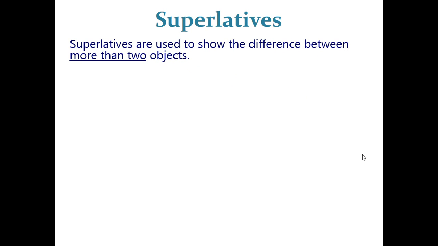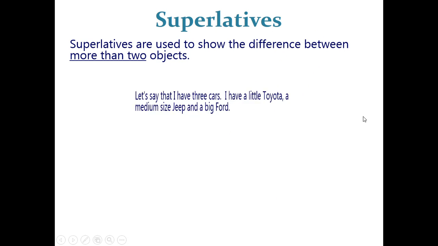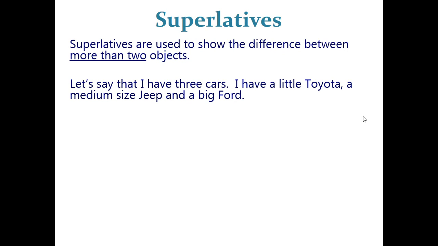Okay. Now that we've talked about comparatives, let's switch now to superlatives. And superlatives act kind of like comparatives, except we're not going to compare just two items. We're going to compare more than two items. So if we're comparing three items, four items, seven items, every item in the world, that would definitely fall underneath the superlatives. So let's say, for example, now I have three cars. I've got a little Toyota, I have a medium-sized Jeep, and then there's a big Ford. So now I have three cars instead of two.